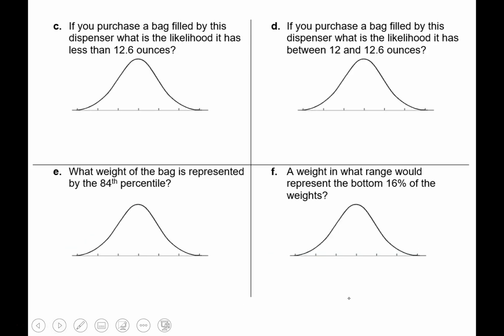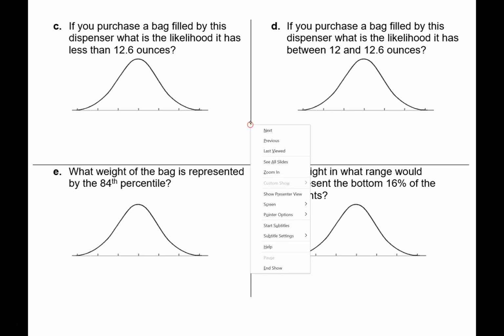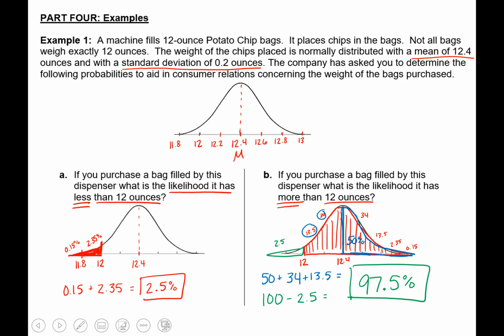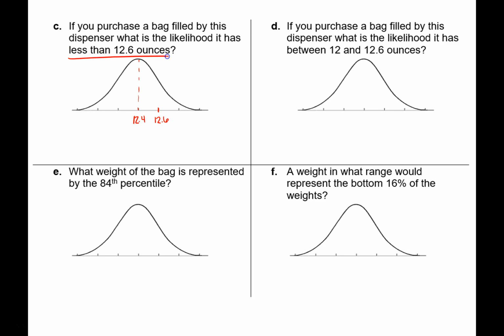Let's look at some more examples because the shading's going to get a little tricky on some of these. If you purchase a bag filled by this dispenser, what is the likelihood that it has less than 12.6 ounces? So in this one, we are going to be shading a little differently. We're going to label our mean of 12.4. And we're going to label the 12.6 that the question's asking about using our standard deviations from when we did that first labeling. That's up here. So then if we are doing less than 12.6 ounces, that means we're shading on the side where the numbers are smaller and trying to find that shaded region.